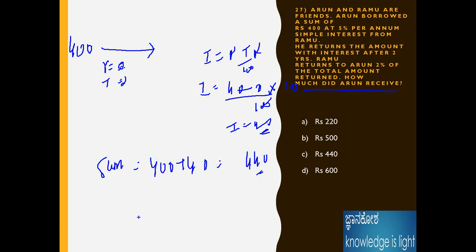Ramu returns 2% of the amount. 2% means 2 divided by 100 into 440. That is 4.4. 2 into 4.4, the total amount being 440, is the answer. The 2% amount in return is 8.80, which Ramu returns to Arun. This is how we can easily solve the problem using these methods. Okay, next problem.